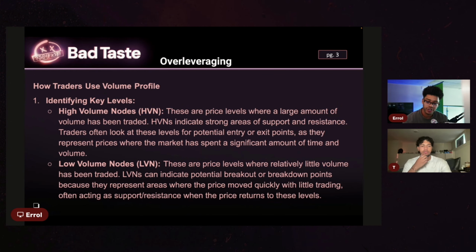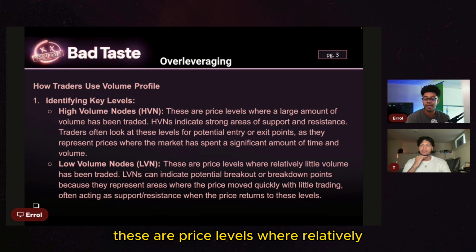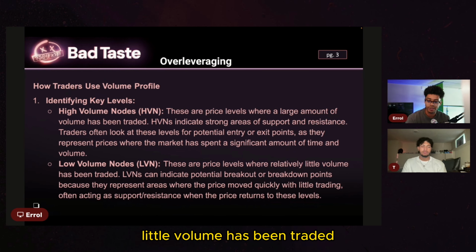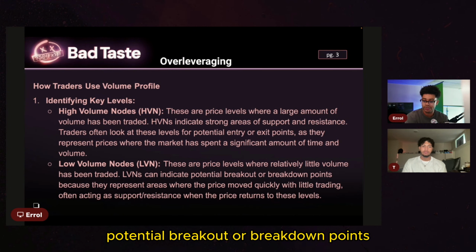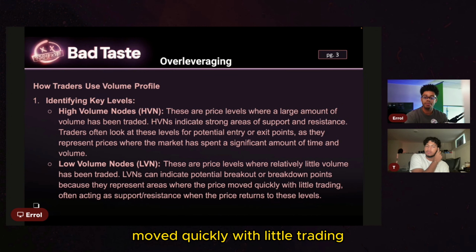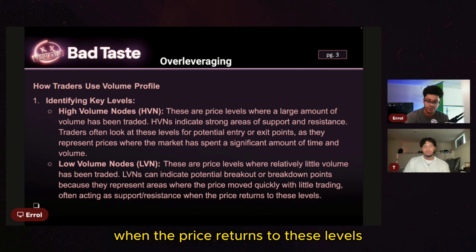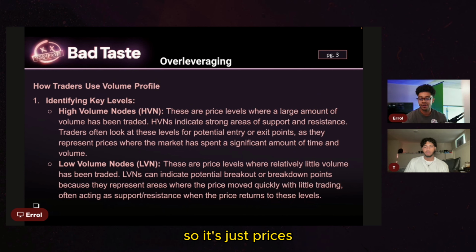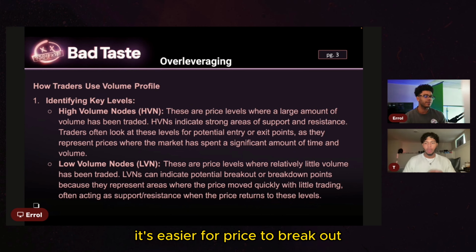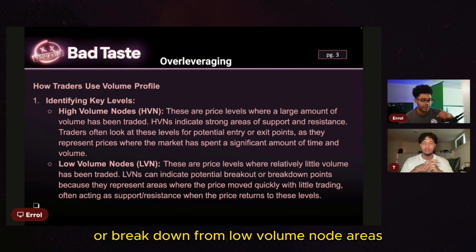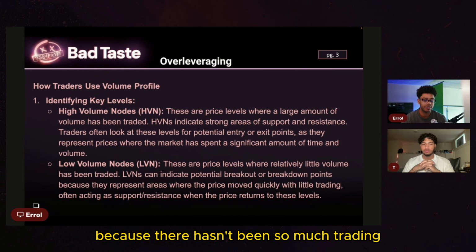So low volume nodes, we just talked about high volume nodes. These are price levels where relatively little volume has been traded. Low volume nodes can indicate potential breakout or breakdown points because they represent areas where the price moved quickly with little trading, often acting as support/resistance when the price returns to these levels. So it's easier for price to break out or break down from low volume node areas because there hasn't been so much trading activity there.